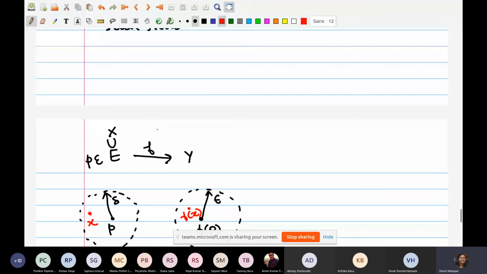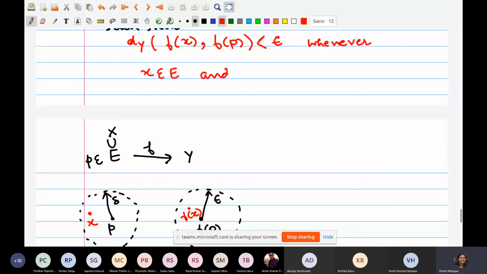We say that f of x is in the epsilon neighborhood of the point f of P, which means that the distance with respect to the metric on Y between f of x and f of P is at most epsilon whenever x belongs to E and the distance between x and P is less than delta. This is exactly saying that x is in the delta neighborhood of the point P.